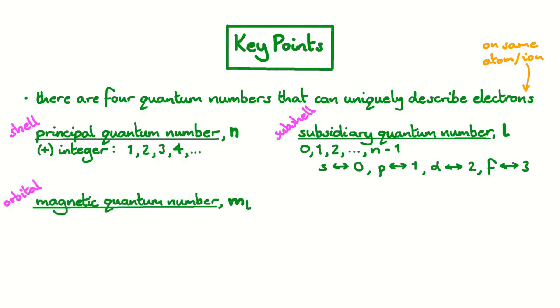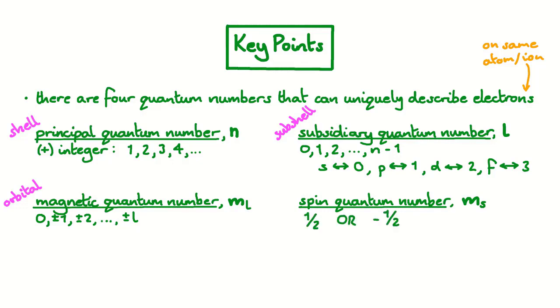Meanwhile, the magnetic quantum numbers of a subshell correspond roughly with the orbitals. ml can take any integer value between negative l and positive l. And lastly, we have the spin quantum number ms. The value of the spin quantum number can either be positive a half or negative a half, corresponding to spin up or spin down. Together, these 4 quantum numbers allow us to efficiently describe the state of an electron.